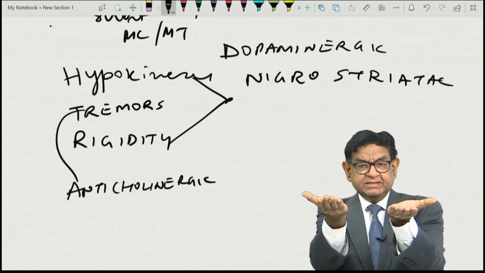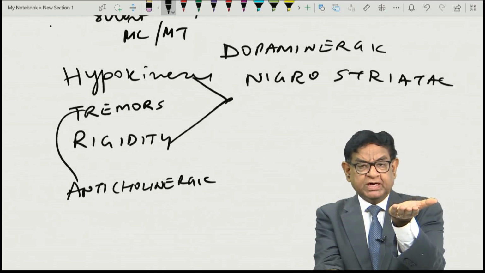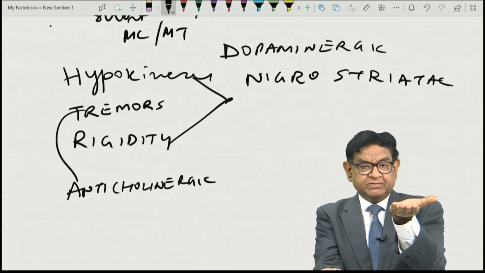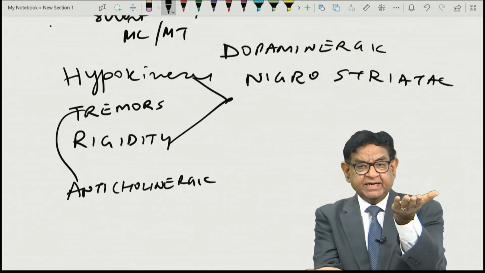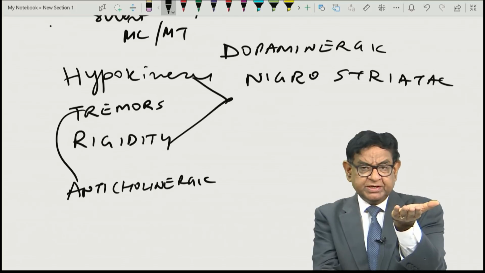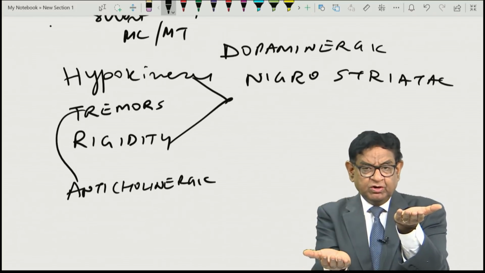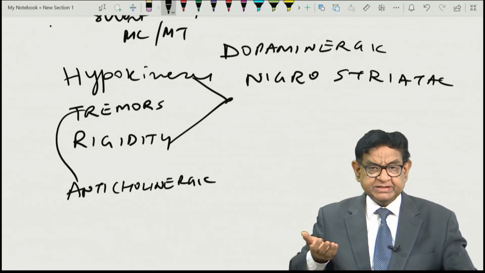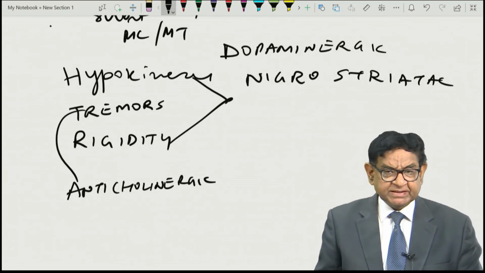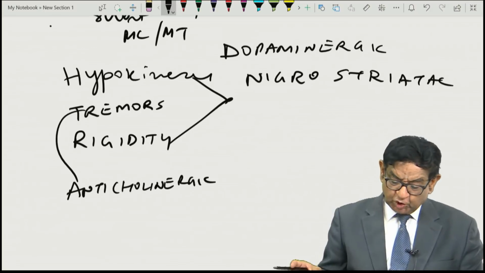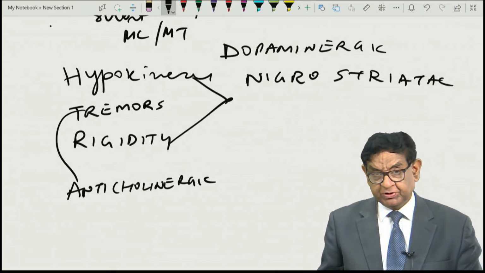Now in Parkinson, this dopamine level goes down. There is imbalance between the dopamine and acetylcholine. So in the treatment, we want to maintain a normal balance. Either we give a dopaminergic drug or we give an anticholinergic drug. And that's the basic idea of giving dopaminergic drug and anticholinergic drug.